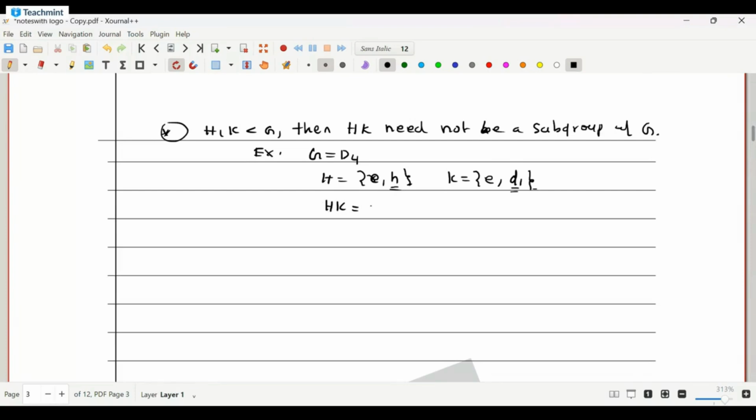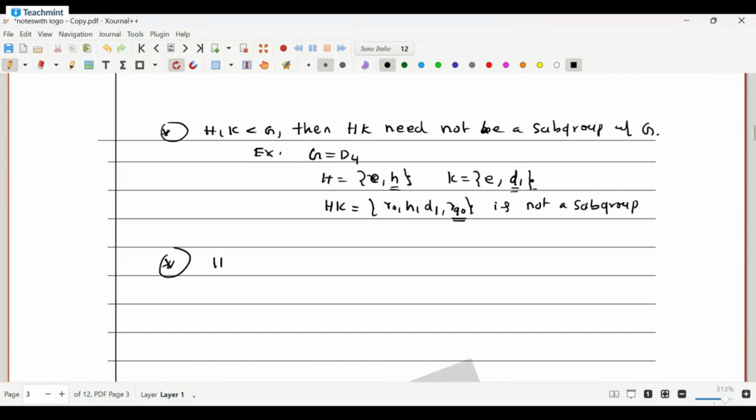So H into K is equal to R naught, H, D1. H into D1 is rotation R90. So this one is not a subgroup. Why? What is the inverse of R90, sir? R270. Which does not belong to HK. So which is not a subgroup, sir. But it is a subgroup whenever H and K commute with each other.